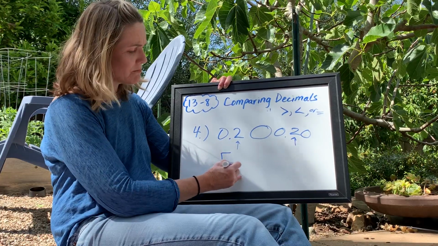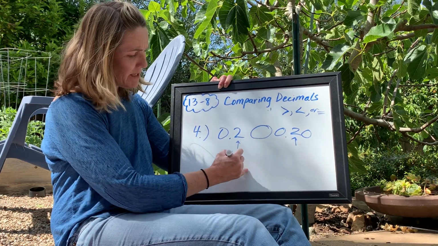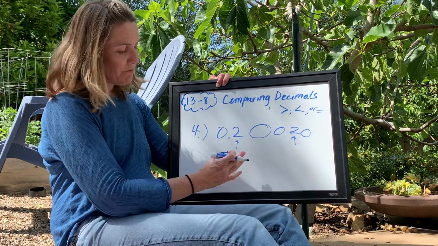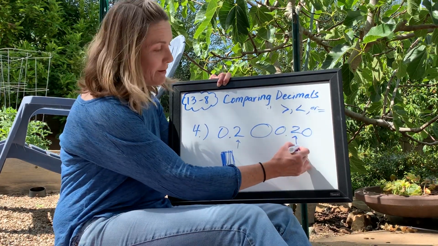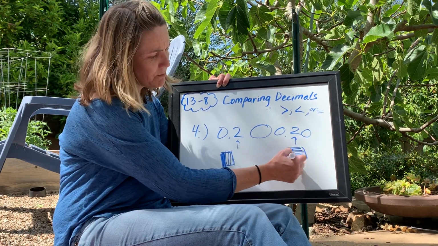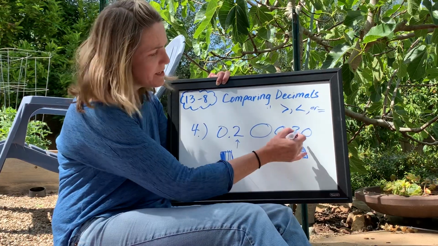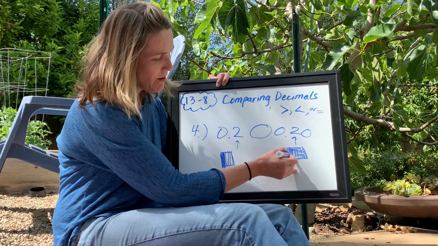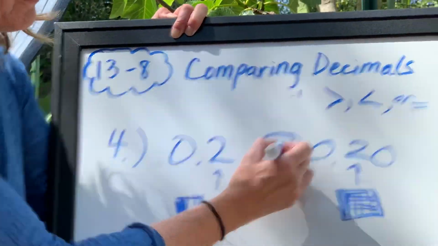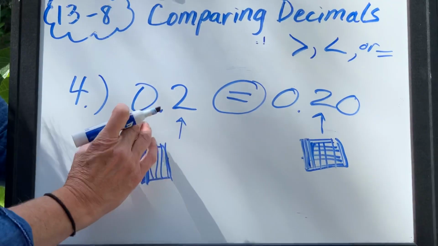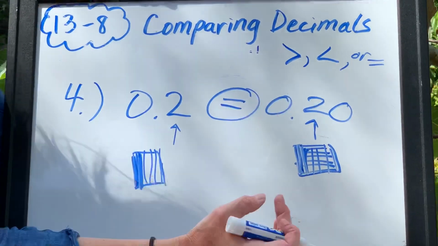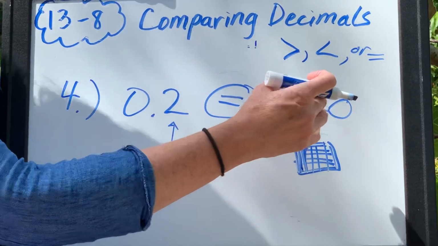If you used one of those models, this would be the 10 block. You'd have 2 of these bars filled up. Over here, you'd have to use the hundredths grid because that 0 is in the hundredths place. And you know this one, where it's divided into 100 pieces. This one is 20 of them. Same amount, just different. So these you'd call it the equal sign. So you'd read it like this: 2 tenths is equal to 20 hundredths.